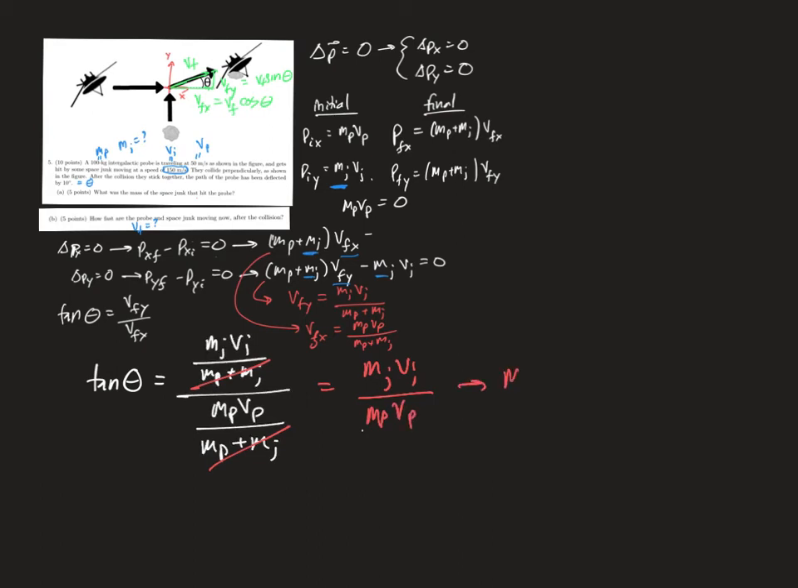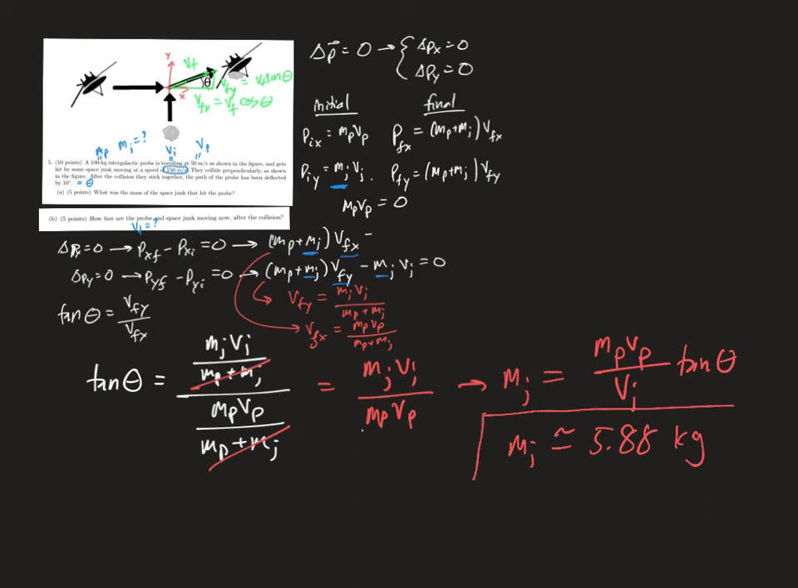for the mass of the space junk, which is going to be mp vp over vj times the tangent of the angle theta. If we plug that into our calculator, we'll get that the mass is 5.88 kilograms.